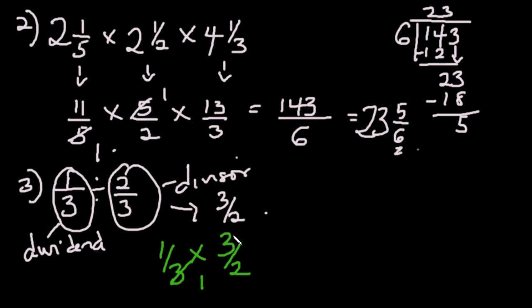This cancels this one time, this cancels this one time. So 1 multiplied by 1 is 1, over 1 multiplied by 2 is 2. So my answer is 1 over 2.